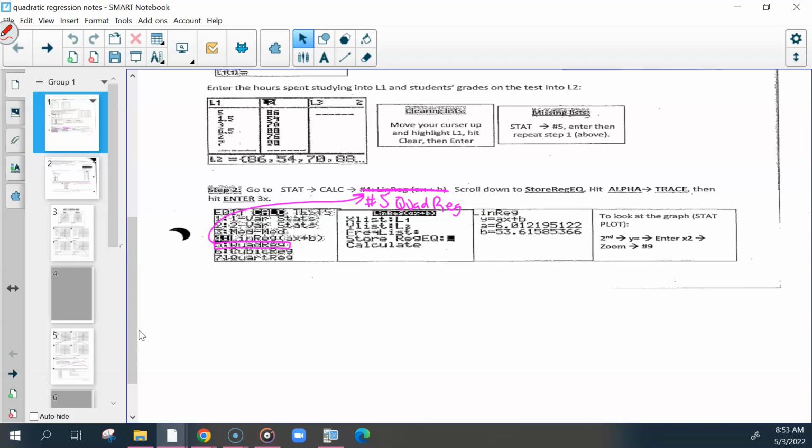Make sure you have that written down on your own notes. What's it say? Quadratic regression is what that stands for.